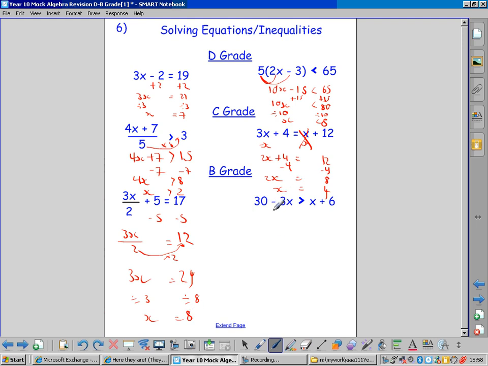B grade, we've got a negative x term. Because minus 3 is smaller than 1, to balance we need to add 3x to both sides, keeping it all lined up. 30, that will cancel out, is bigger than 4x plus 6. Minus 6 on both sides. 24 is bigger than 4x. Divide by 4, 6 is bigger than x. Don't mess around with the sign. 6 is bigger than x. If you have to change it the other way, you're going to have to swap the sign around. X is less than 6.